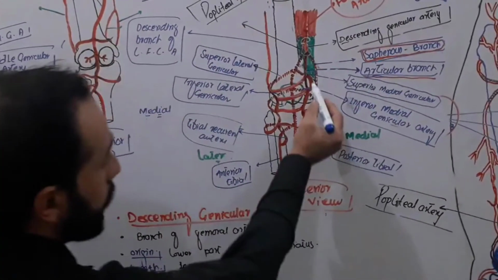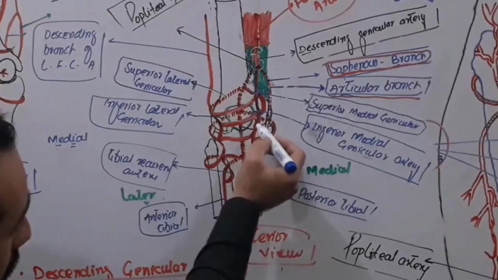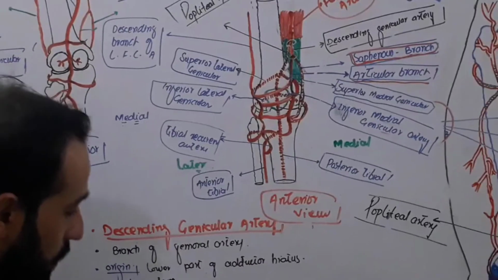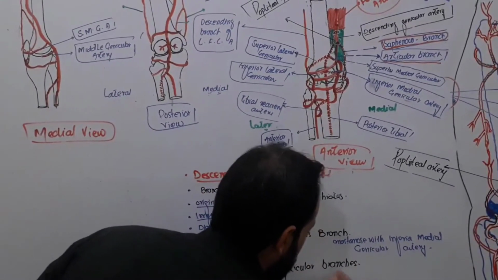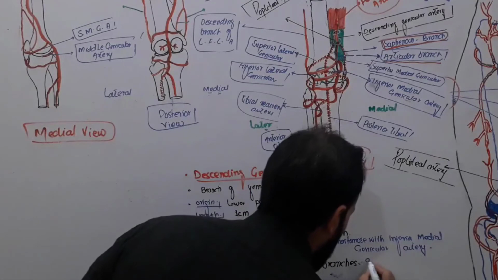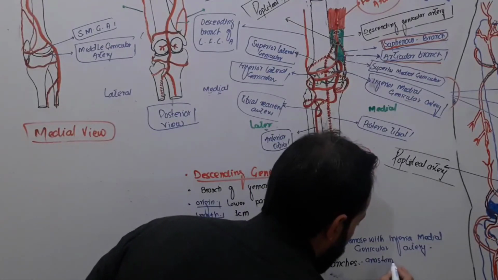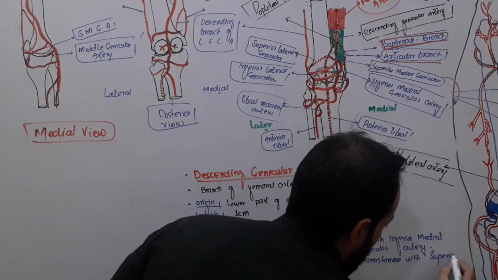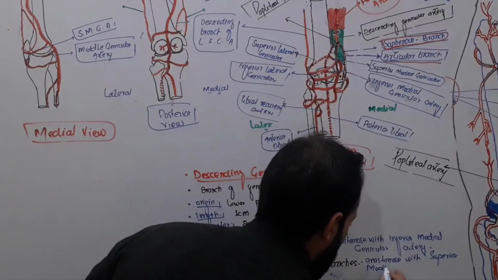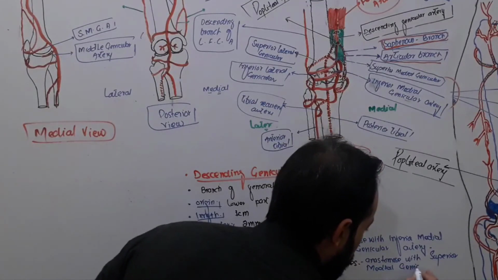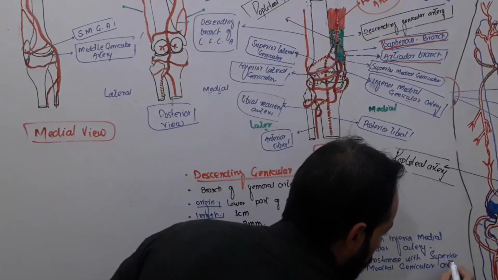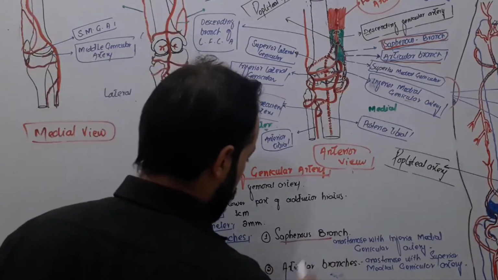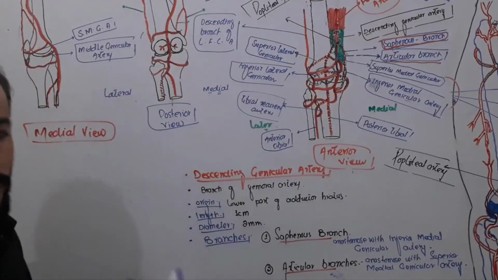This one, the articular branch. So this articular branch comes and makes anastomosis with the superior medial genicular artery. So it anastomoses with the superior medial genicular artery. Clear, friends? So these two branches are the branches of the descending genicular artery.